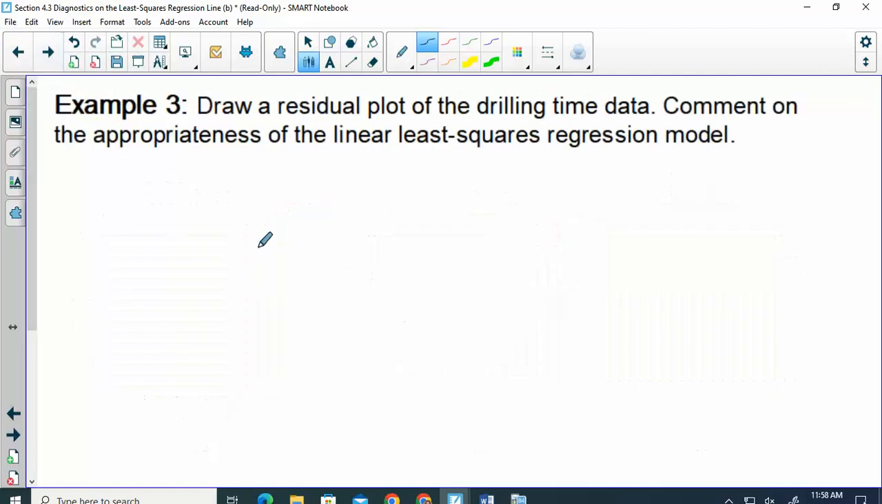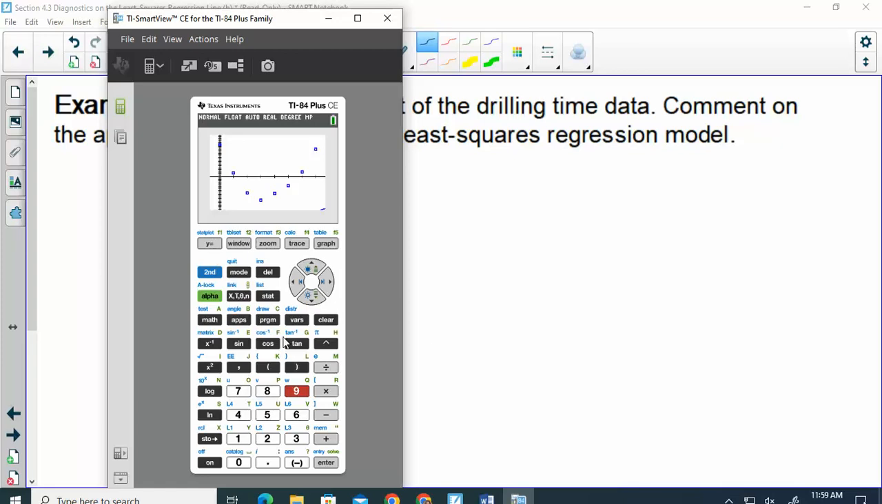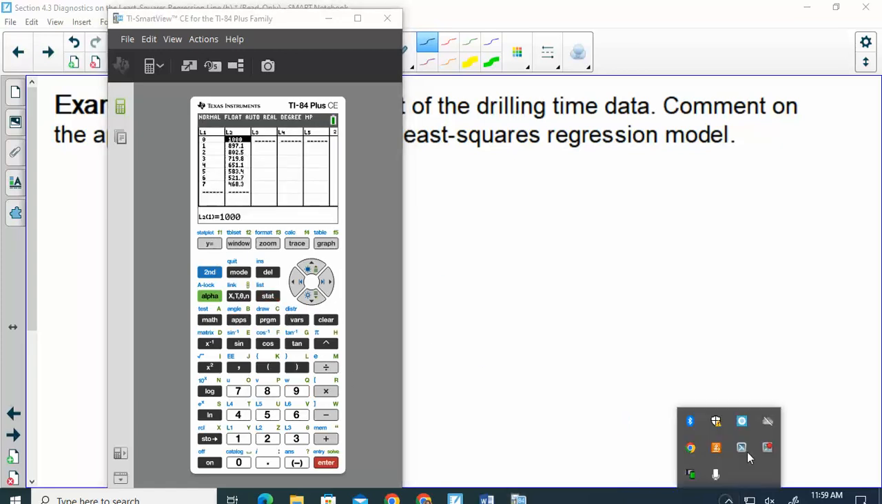So, oh shoot, I should have had you do this before we cleared that data out. Sorry. I need to change the order of my examples on this. I wanted to do a residual plot for our drilling data and see. That one didn't have a very high R squared value, did it? So let's see what that does. So just for fun, let's put it back.